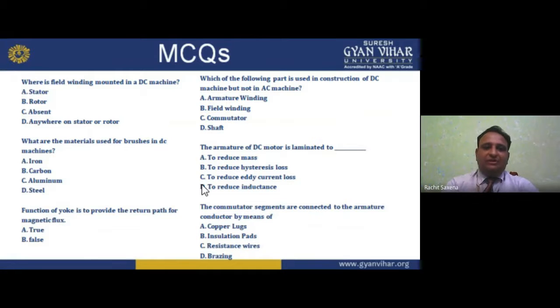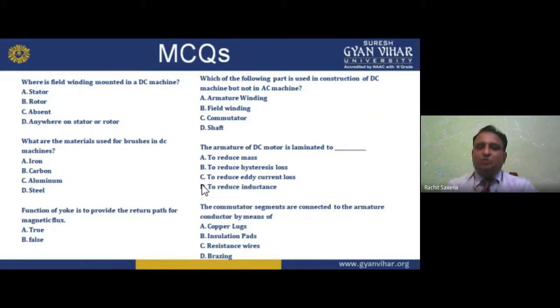What are the materials used for the brushes in DC machines? Carbon, because we use carbon or graphite. So the carbon option is given to you. Now the function of the yoke is to provide the return path for magnetic flux. Okay, so we have it too. Now which of the following parts is used in construction of a DC machine but not in an AC machine? I earlier told you, my dear student, that is the commutator.